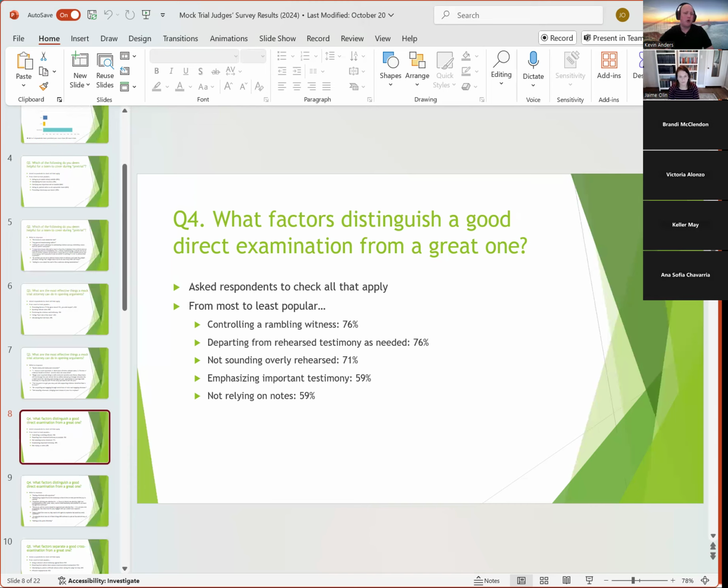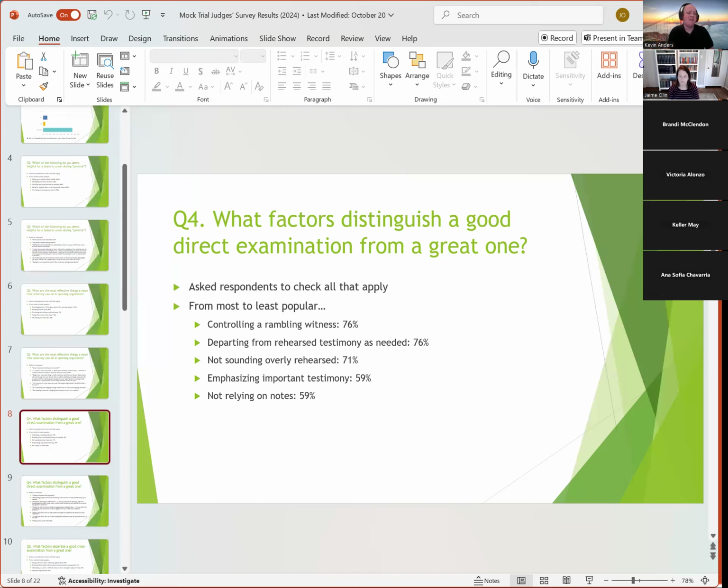Now, the scoring sheet that the judges are provided goes through how to score teams when they use notes, and it's on a tiered system. So if you use notes sparingly, you can still get anywhere between 7 to 8 points out of 10, which is pretty good.